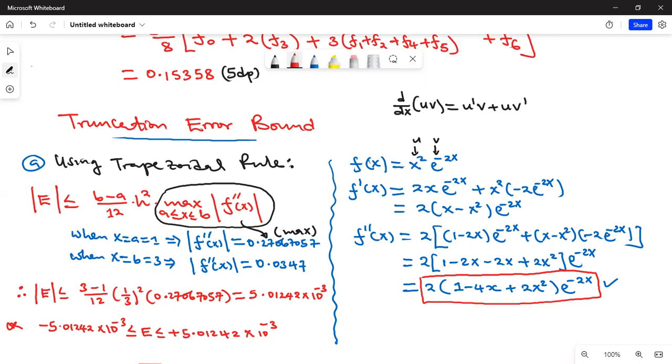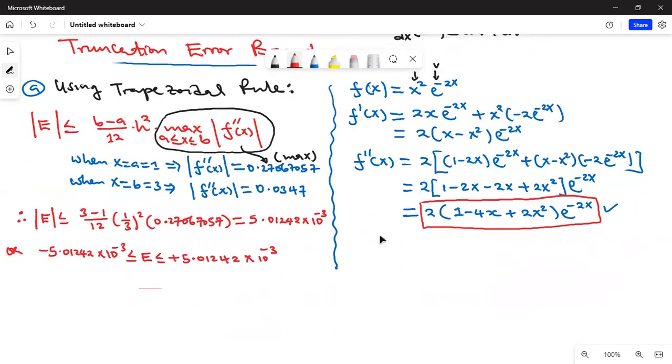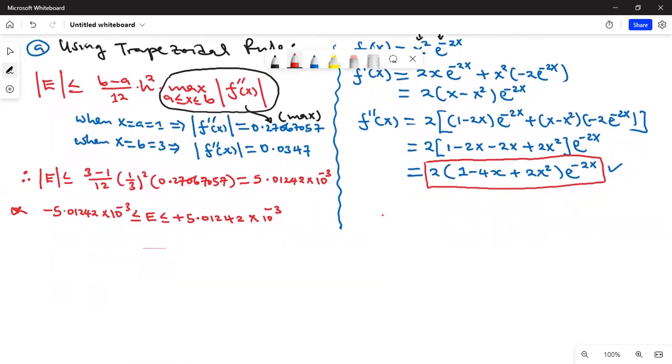Now let's see how to find the error bound when using Simpson's third rule, part B. And you will see when we get to the exact value, you will see the absolute error that you will get, and you will see that clearly it will be a value that falls within those ranges. So part B, using Simpson's one-third rule.